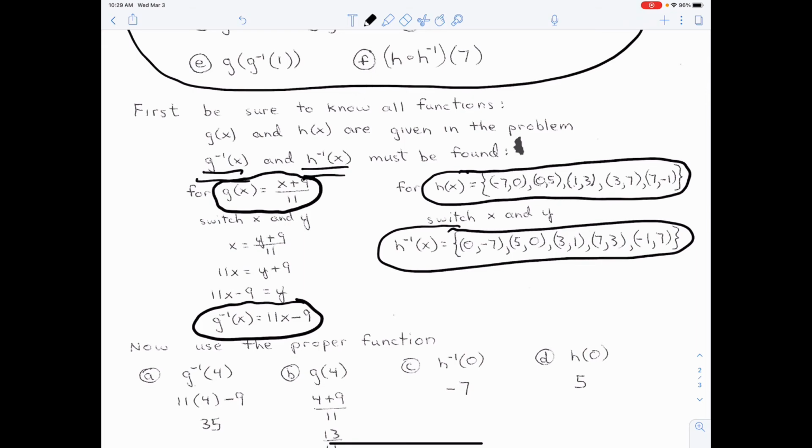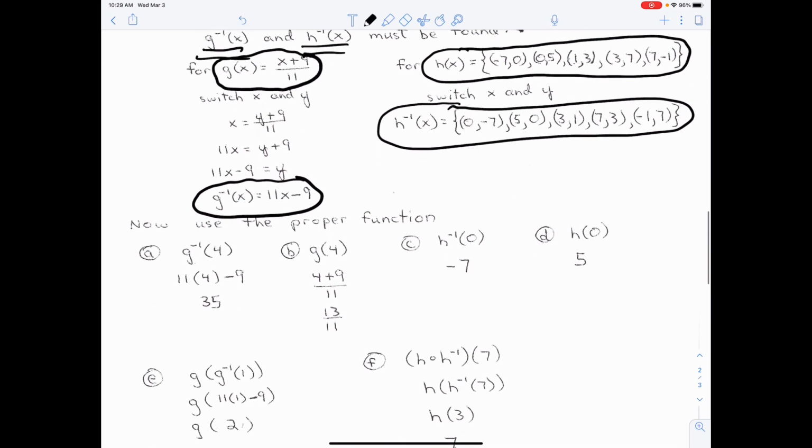Okay, now let's answer the questions. And notice there are 4 functions. There's g of x, g to the negative 1 of x, which is different than g of x. There's h of x, and h to the negative 1 of x, which is different than h of x. All right. So make sure you're using the proper function.